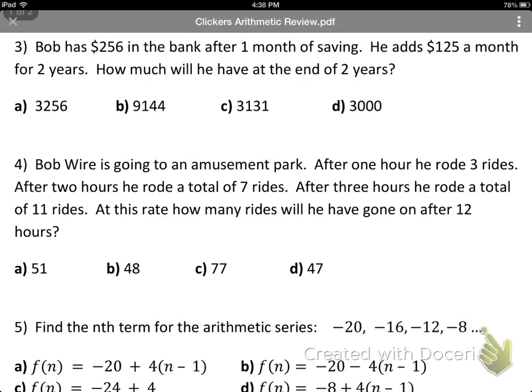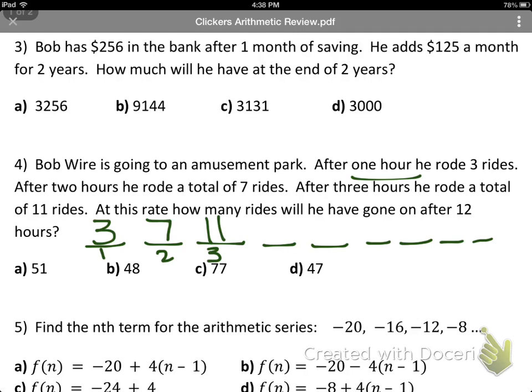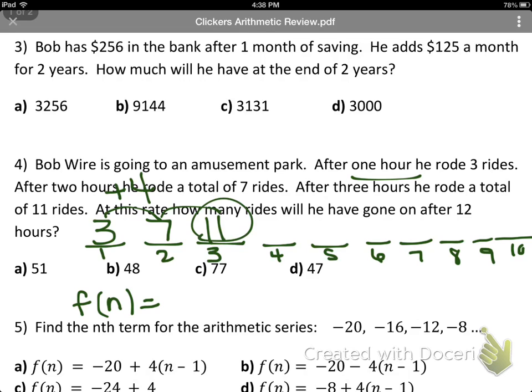Next, Bob Wire is going to an amusement park. After 1 hour, he rode 3 rides. After 2 hours, he rode 7 rides. After 3 hours, he rode 11 rides. How many will he go on after 12? So 1, 2, 3. Yes, we could keep going all the way out to 12. But that would take some time, and we want to do it the quick way. So in this case, we're going up 4, so our slope is 4. So we're going to have f of n equals, I can use any 3 terms. Let's say I want to use 11.